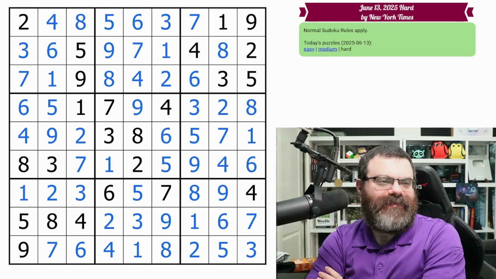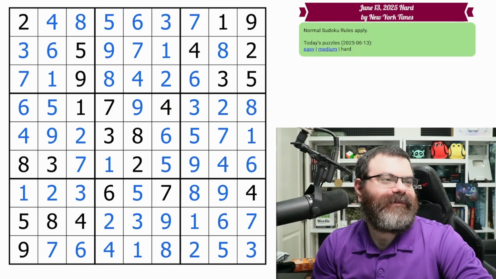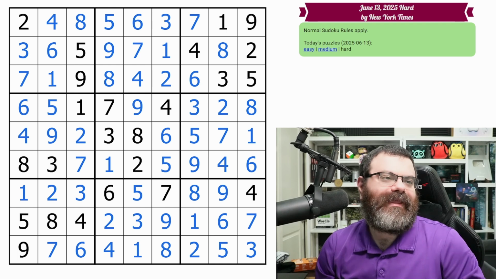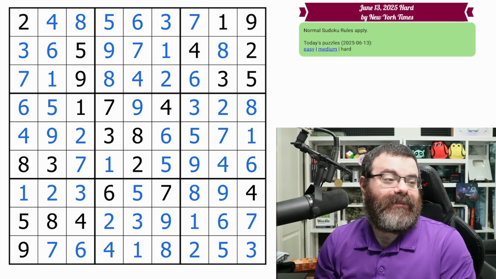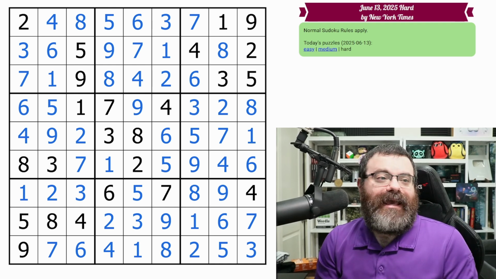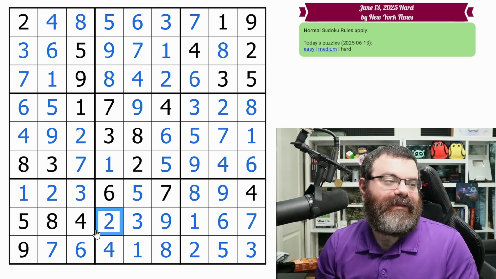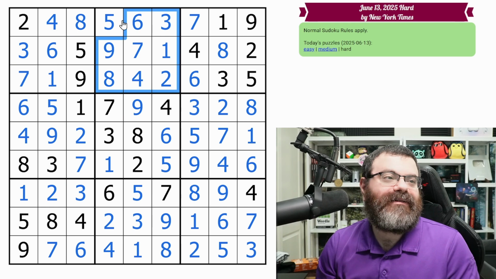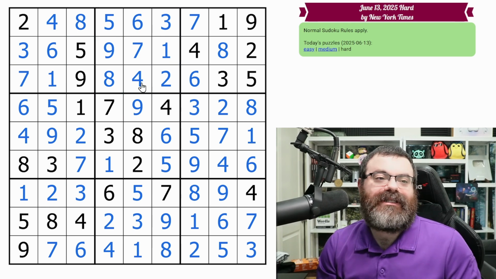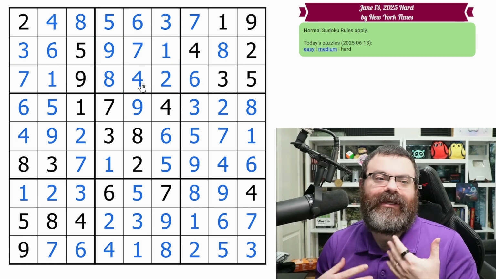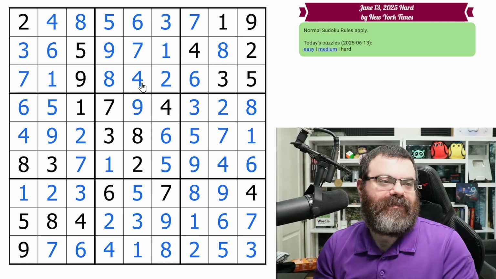A lot of you are using my links to solve these before I do. That's fun. All right. Well, yeah, pretty interesting puzzle today. I think I spent more time on it than I needed to. I was playing around a bit in this box because I thought it was interesting. And also just explaining a lot of stuff like pointing, claiming, hidden pairs. All very important for this puzzle.